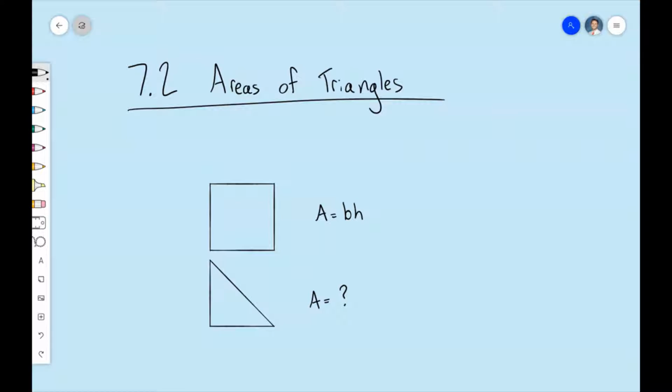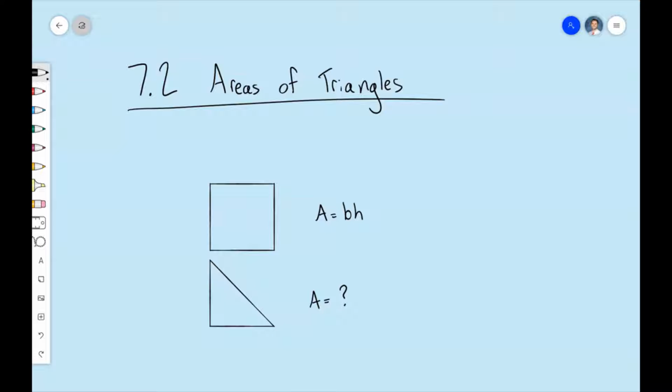Let's take a look at finding areas of triangles. So first, let's go ahead and revisit our area formula for parallelograms. Now, I've got here a picture of a square because a square is actually a type of parallelogram. So we know that the area of any parallelogram is equal to the base times the height, right?